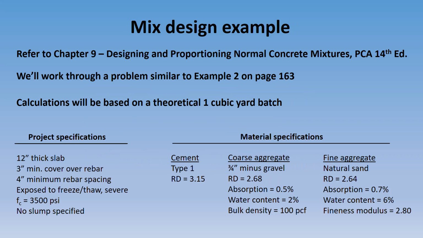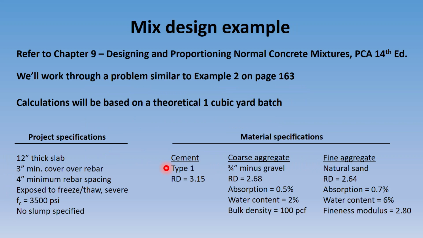So the project specifications: we're dealing with a 12-inch thick slab. We're going to say it has a 3-inch minimum requirement for cover over the rebar. There's a 4-inch minimum rebar spacing. The slab will be exposed to severe freeze-thaw conditions. It has a compressive strength specification of 3,500 psi, and there's no slump specified for the concrete that's going to be delivered on site.